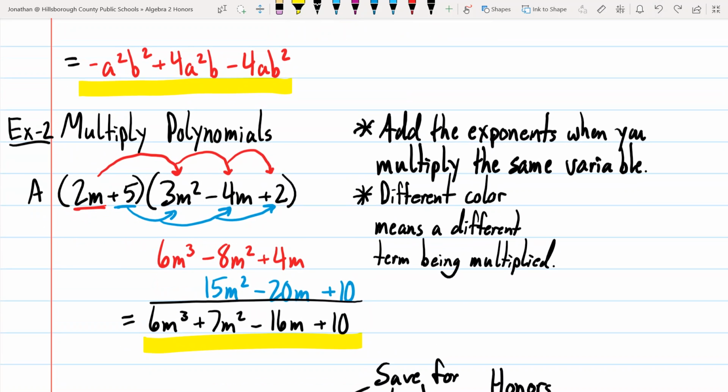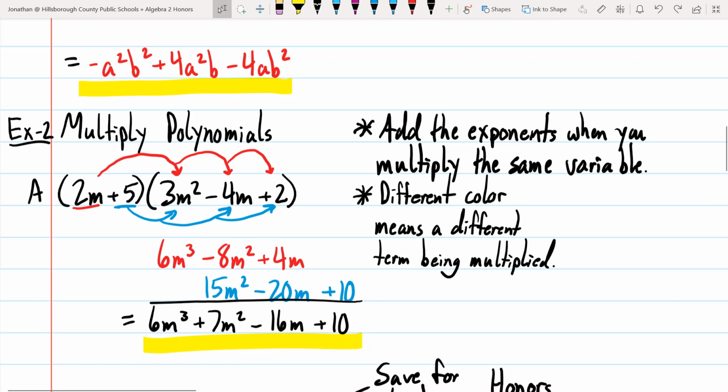Now for this one here, notice how I lay this out. In the red, I have my terms that result from being multiplied by 2m, right here. So this first term is 2m times 3m squared. This second term is 2m times negative 4m, and this third term is 2m times 2. You may be used to the word FOIL. That doesn't apply here because FOIL only works when you have 2 terms times 2 terms. We've got 2 times 3.